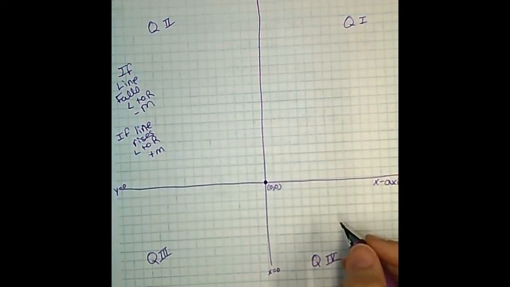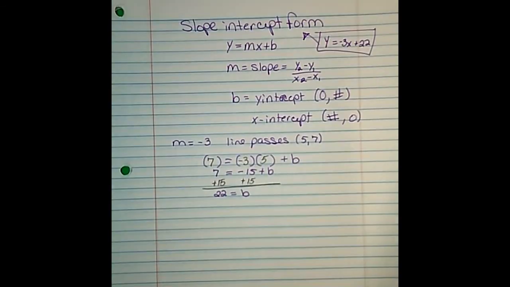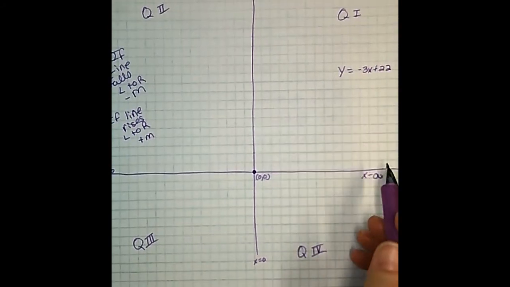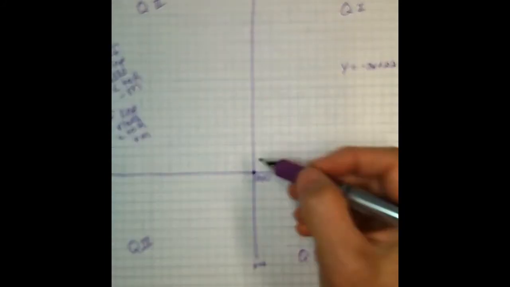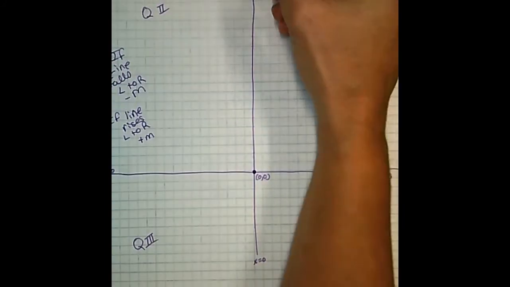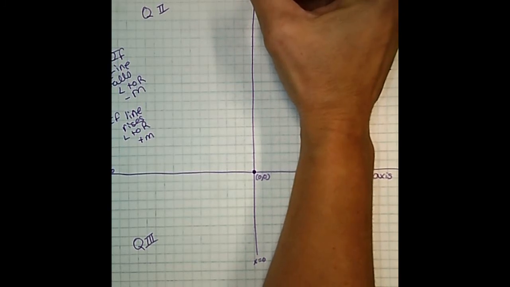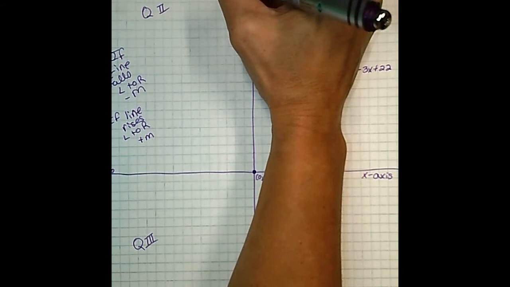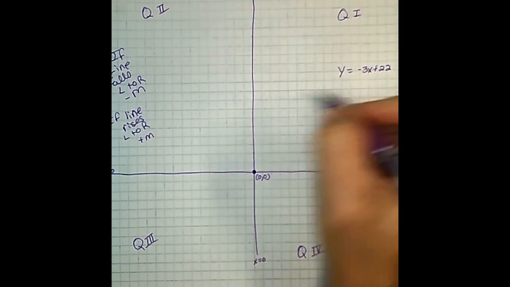So let's graph this line we have. Let's look at it again. It was y is equal to -3x plus 22. What I'm going to do is plot my y-intercept first. So I'm going to count back up. Of course, it's right here, right? I'm going to put my little dot there. That ordered pair is (0, 22), my y-intercept.